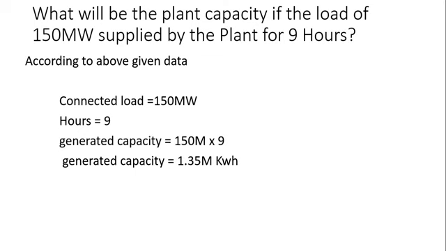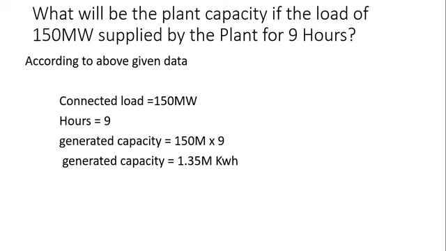Here it is asked, what will be the plant capacity if the load of 150 megawatts is supplied by the plant for 9 hours. Here I have a little objection to this question, because the power plant capacity isn't dependent on load, it is dependent on input, or on the rated capacity of the alternators or generators which are built in our power plant. So it doesn't depend on our load side. So I think there is ambiguity in this question scenario.